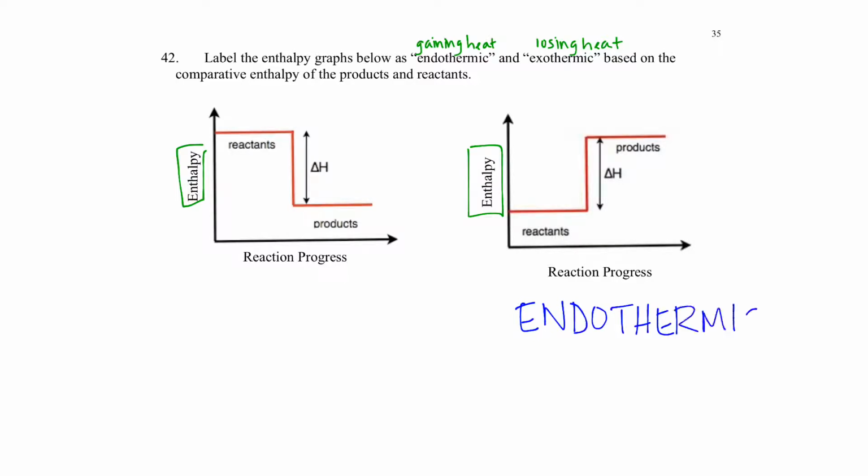which means the one on the left, since we start with a certain amount of energy, but by the end we have less, so the reactants have more energy than the products, we would say that this one is our exothermic reaction. Oops, that's not an E. There we go. Okay, so make sure you know the definitions of these two terms as well as how to apply them here and there.